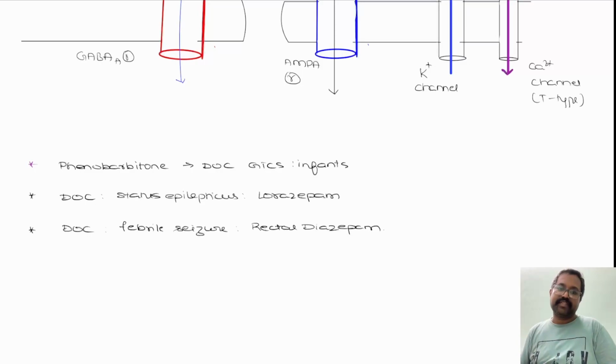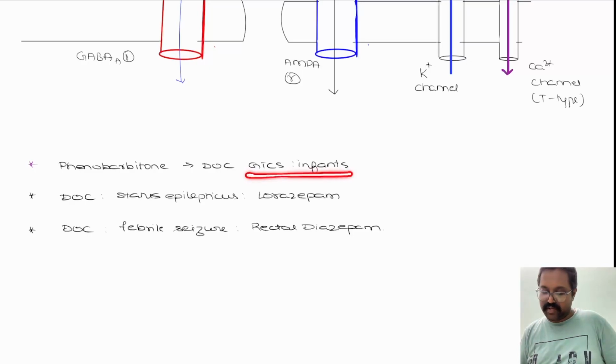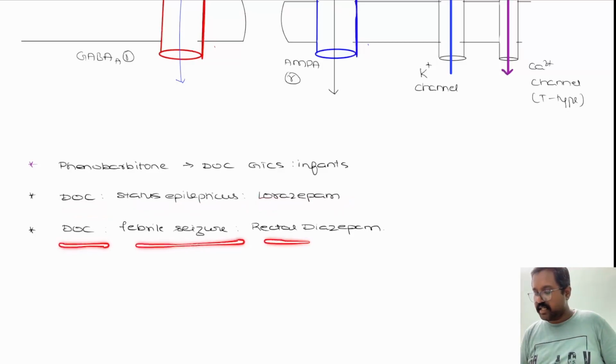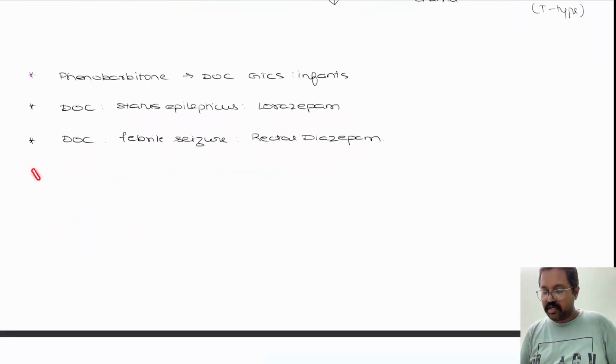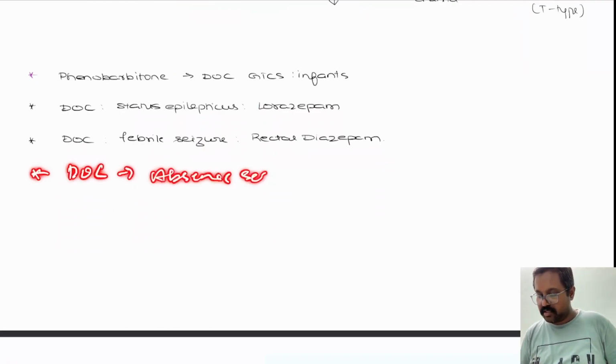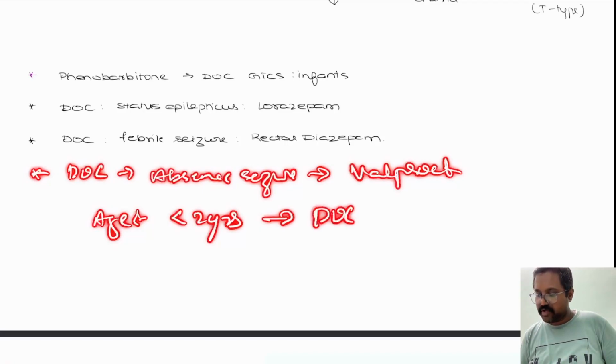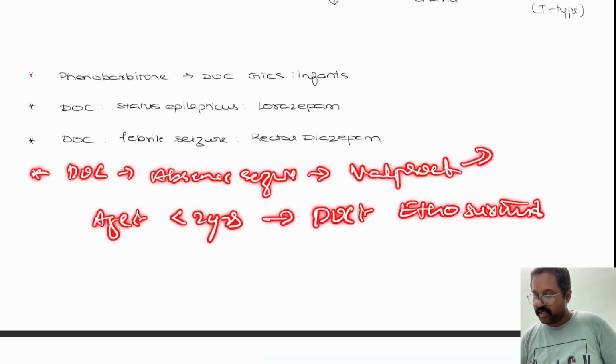So next, coming to the drugs of choice. Please remember, phenobarbital is a drug of choice for treating GTCS in infants, the drug of choice for status epilepticus is lorazepam, and the drug of choice for febrile seizure is rectal diazepam. Please remember, what is the drug of choice for absence seizure? The drug of choice for absence seizure is valproate. If the age is mentioned as less than 2 years, then the drug of choice will change to ethosuximide. The reason being, valproate is hepatotoxic in nature.